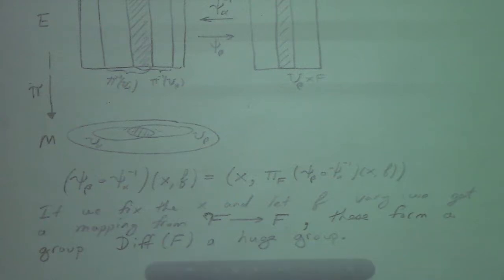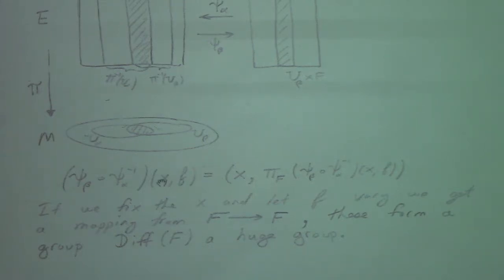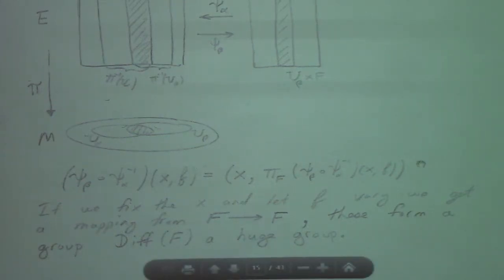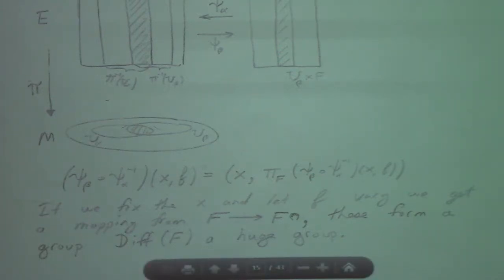But anyway, if we fix the x and we let f vary, we get a mapping from F to F. That's fairly clear, right? If you just ignore the x and just focus on this mapping, what you have then is a function from the fiber to the fiber. In fact, these form a group called Diff(F). It's a huge group.